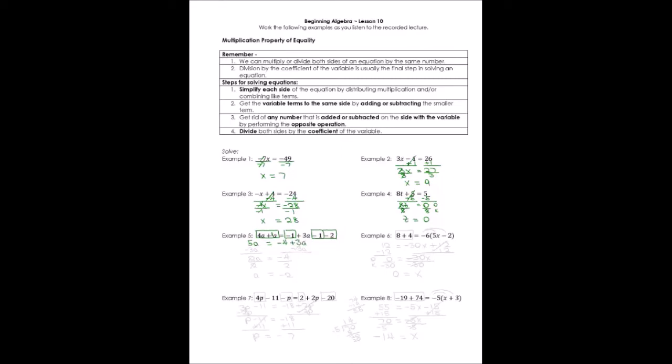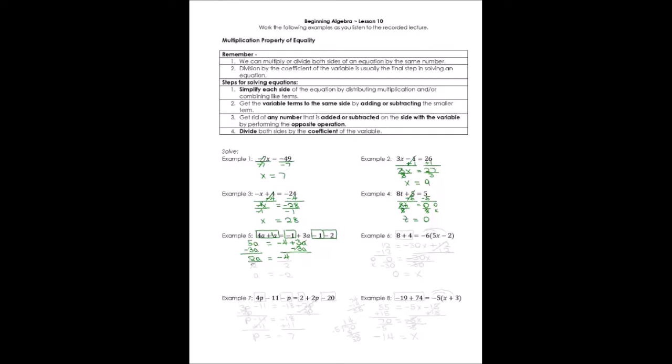Now, I need to get my variables together. I'm going to work with the side that has the smaller number of a. It's the 3. I'll subtract it from both sides. I have 2a is equal to negative 4. And now I'm on step 4.